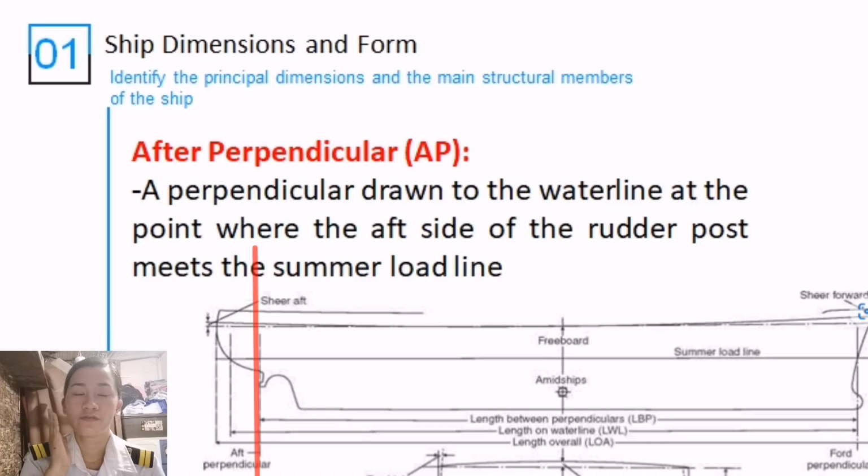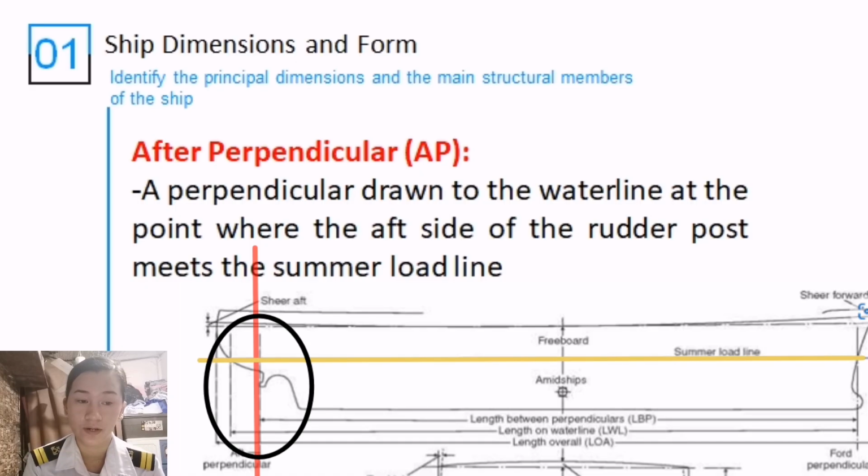Okay? The vertical line that you draw, and its intersection with the summer load line, that is the aft perpendicular. So earlier in this picture, that is our aft perpendicular. And the summer load line, class, is the horizontal line we saw earlier.